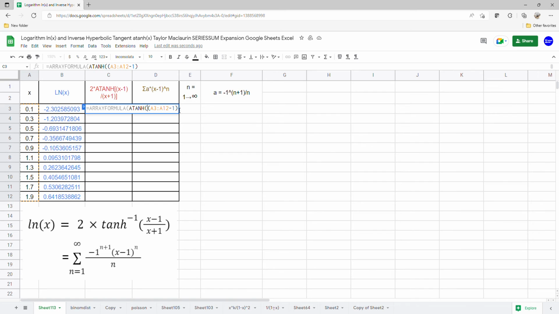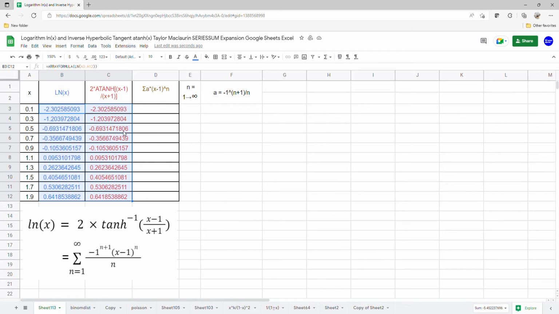divided by the quantity x plus 1. And we multiply this by 2 times. Their values are exactly the same.